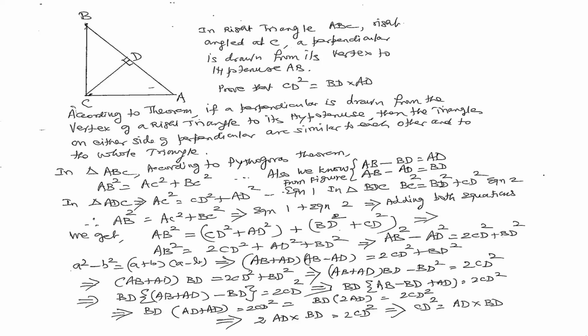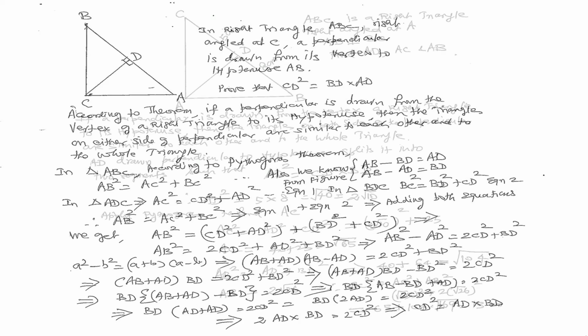Then BD within bracket (AB minus BD plus AD) is equal to 2CD squared. AB minus BD becomes AD. Therefore, BD into (AD plus AD) is equal to 2CD squared. BD into 2AD is equal to 2CD squared. 2 into AD into BD is equal to 2CD squared. Therefore, CD squared is equal to AD multiplied by BD.